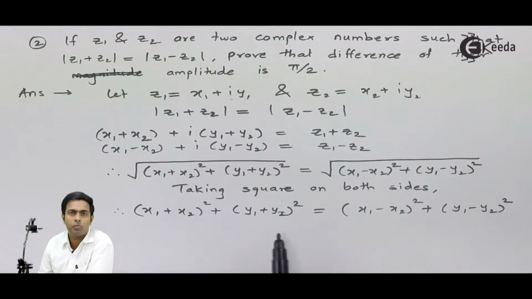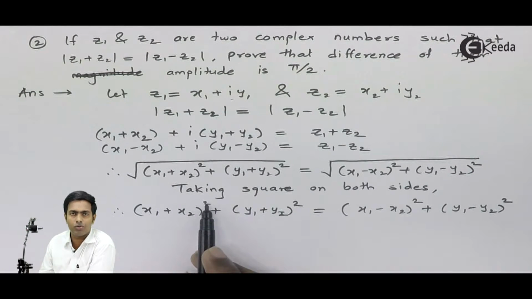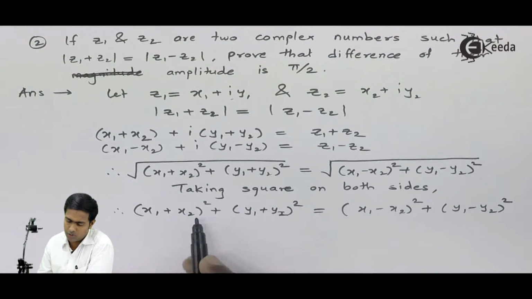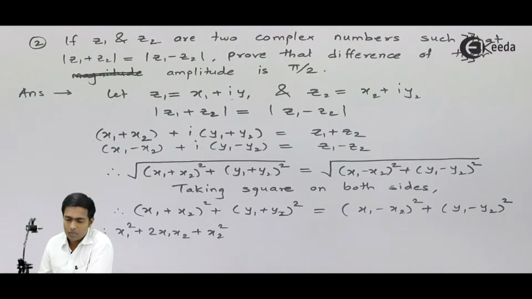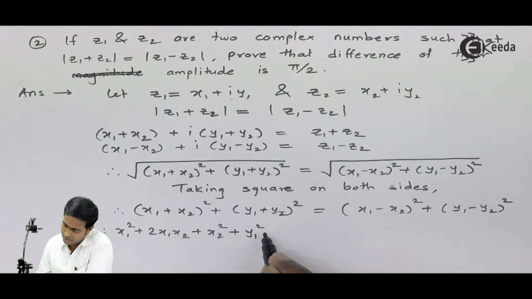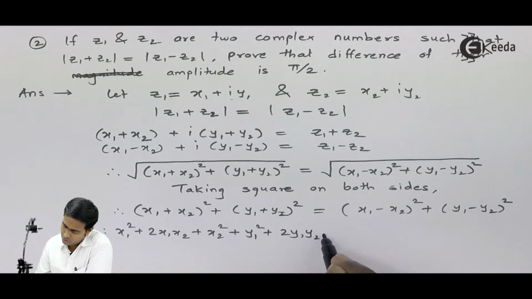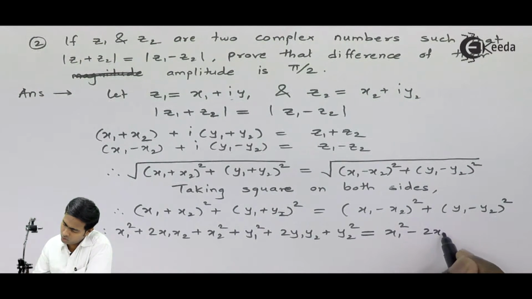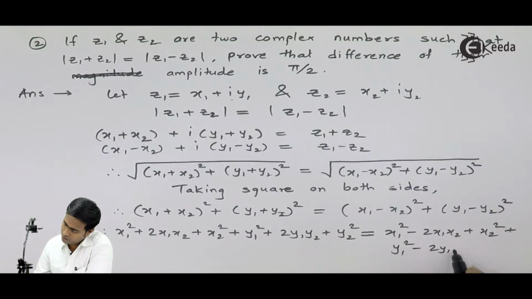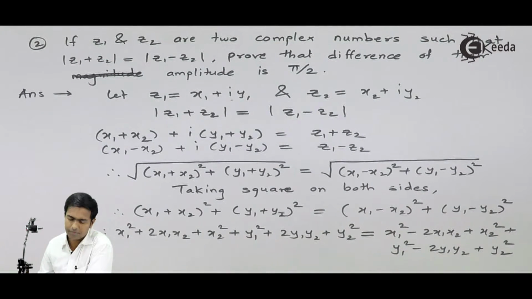Now we will expand these brackets by using the formula (a plus b) the whole square and (a minus b) the whole square. So this will become x1 square plus 2 times x1 x2 plus x2 square, plus y1 square plus 2 times y1 y2 plus y2 square. Similarly, on the RHS we will get x1 square minus 2 x1 x2 plus x2 square, plus y1 square minus 2 y1 y2 plus y2 square.